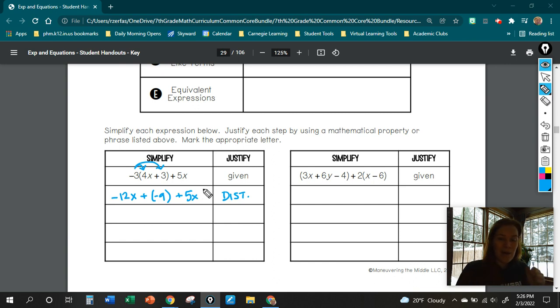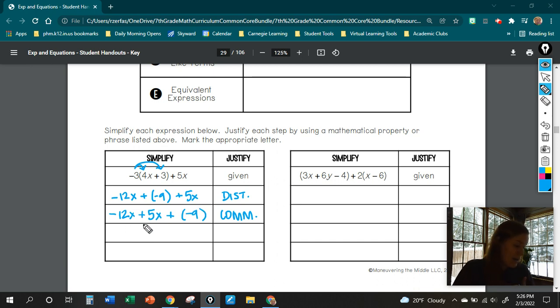Okay, so now I am going to rearrange this expression so that I can put things together that are similar. So when I look at this, I am going to actually put -12x and that +5x right next to each other. And I'm moving that -9 to the end. So I'm not changing how the numbers are grouped. I'm not distributing. I'm just moving the numbers around so that I have a more efficient problem. So I'm using the commutative property to do this, moving the numbers around.